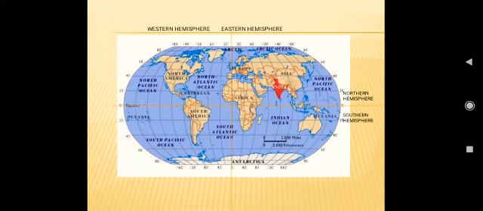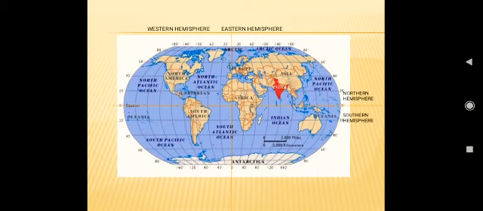Children, here in this figure, you can see that 0-degree latitude, that is the equator, divides the world into two hemispheres, northern hemisphere and southern hemisphere. The countries that are located to the north of the equator lie in the northern hemisphere, and the countries that are located to the south of the equator lie in the southern hemisphere. So children, India lies completely in the northern hemisphere.